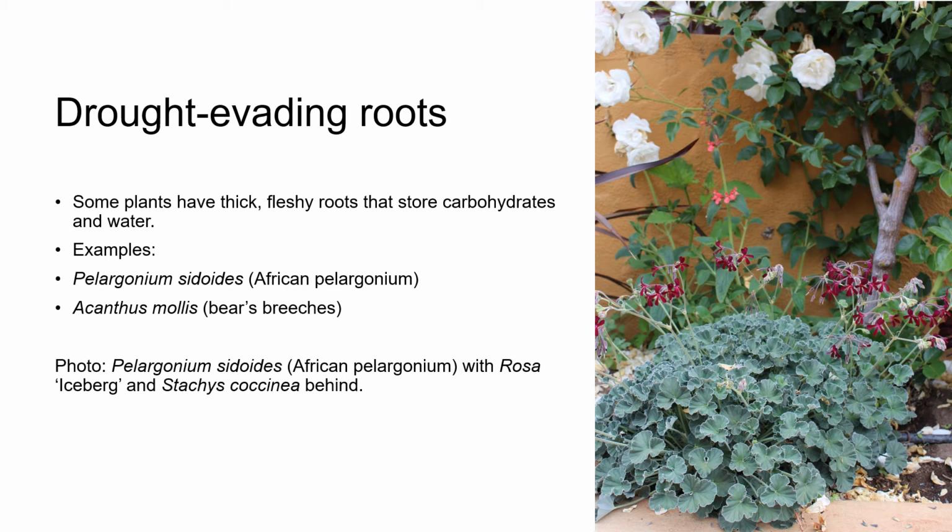Some plants have thick, fleshy roots that store carbohydrates and water. And an example of this would be the African pelargonium, pictured here on the right.